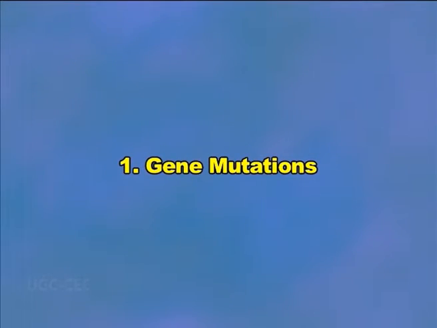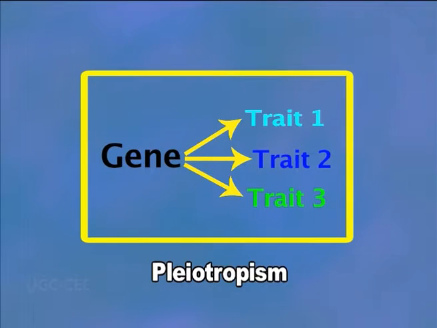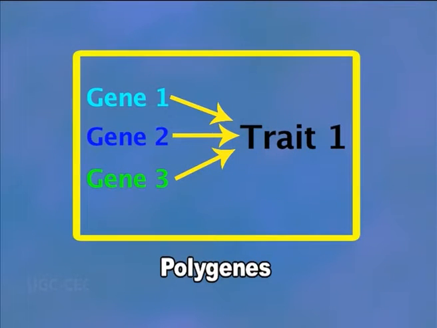Starting with gene mutations. An individual is the product of interaction of his total genotype, and every gene plays a part in the process of development and differentiation of the organisms. A single gene may affect more than one characteristic. This condition is known as pleiotropism. Or a group of a definite number of genes may regulate one characteristic, the condition known as polygenes.